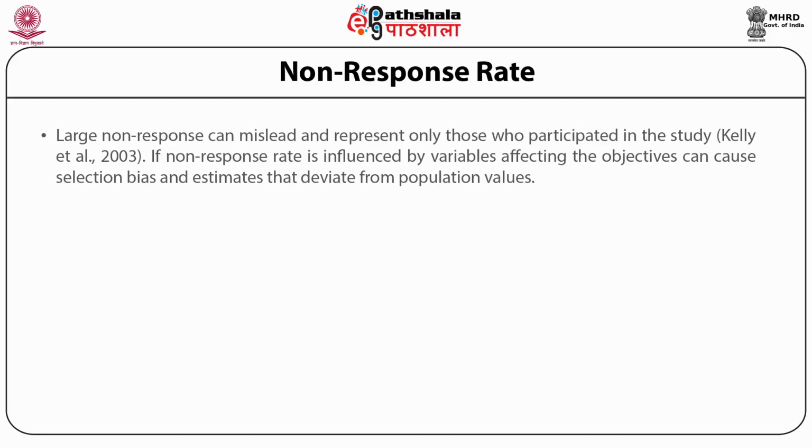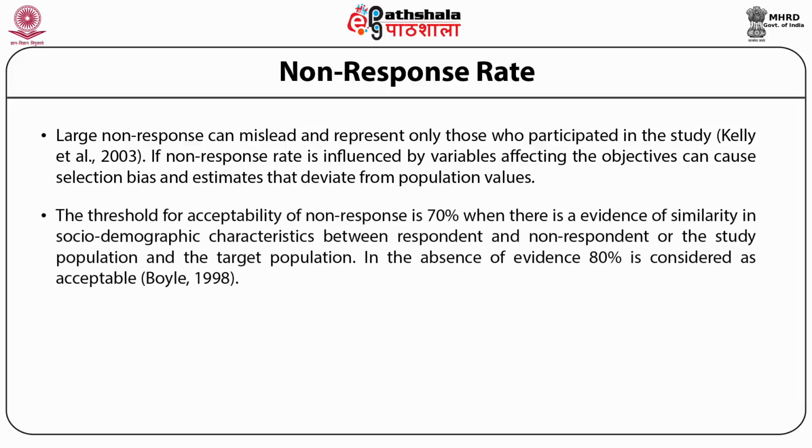Non-response rate. Large non-response can mislead and represent only those who participated in the study. If non-response rate is influenced by variables affecting the objectives, it can cause selection bias and estimates that deviate from population values. The threshold for acceptability of non-response is 70% when there is evidence of similarity in socio-demographic characteristics between respondent and non-respondent, or the study population and the target population. In the absence of evidence, 80% is considered as acceptable.